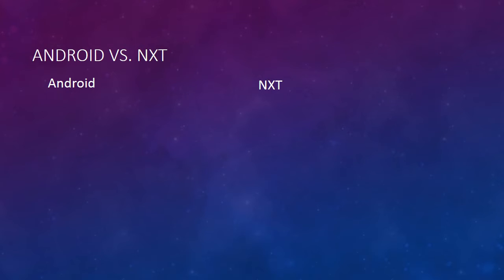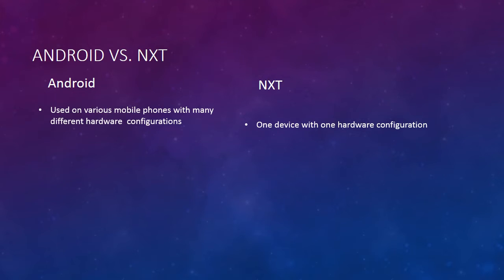So, why did FIRST decide to replace the NXT system with Android? Well, it's because NXT was being discontinued by LEGO in favor of their newer EV3 system. So what is Android? Android is an operating system used on various mobile phones, tablets, wearables, televisions, and cars, each with its own different hardware configuration. NXT, however, had one device with one hardware configuration.